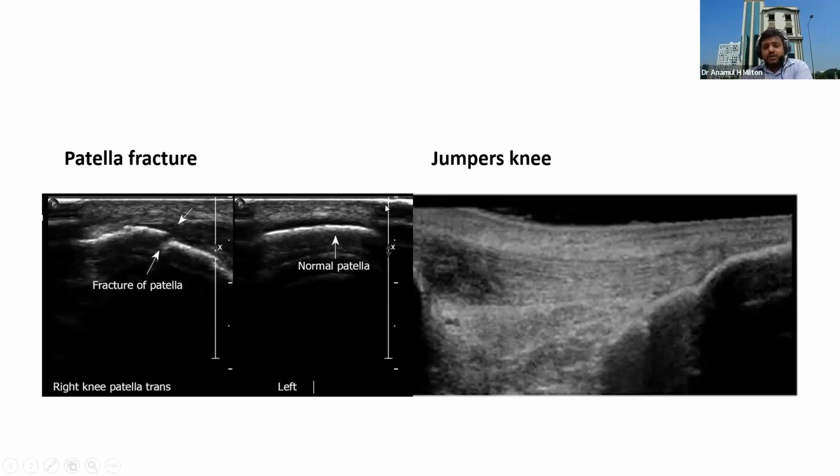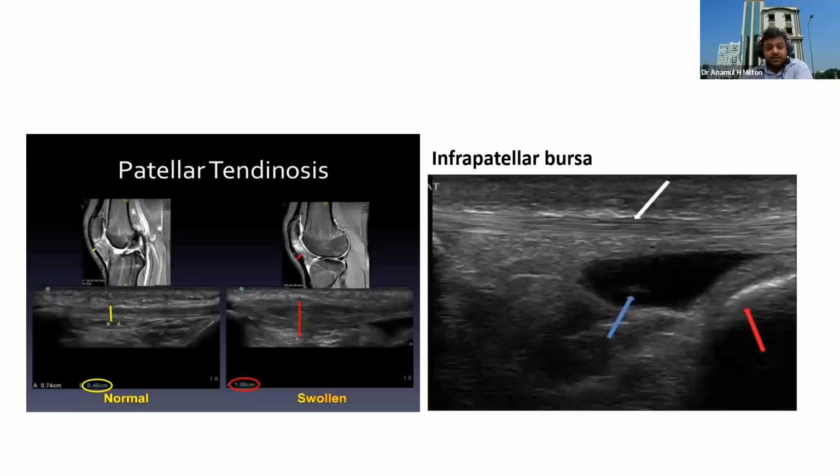So it is also the jumper's knee. This tendon shows degenerative changes. Here there is a good thickening, so you can see the fibrillar pattern, but here is the loss of the fibrillar pattern, and the thickness has also increased. If there is thickening and loss of the fibrillations, this is the sign of tendinosis. Okay. So here we can see the patellar tendinosis very clearly.